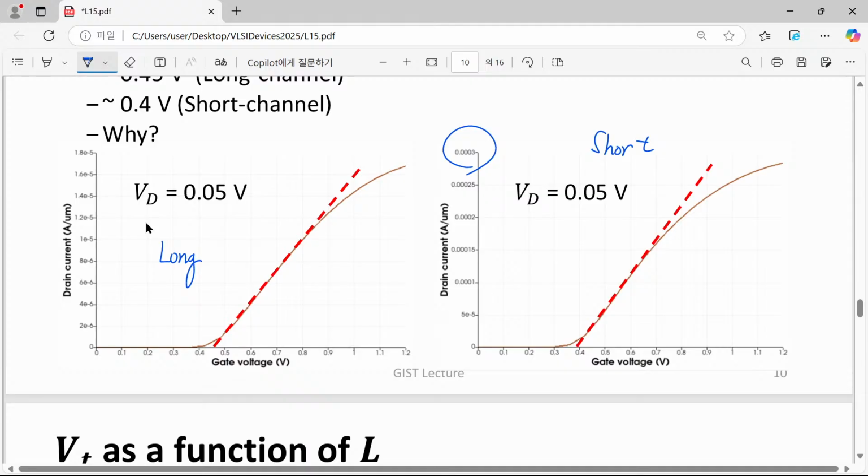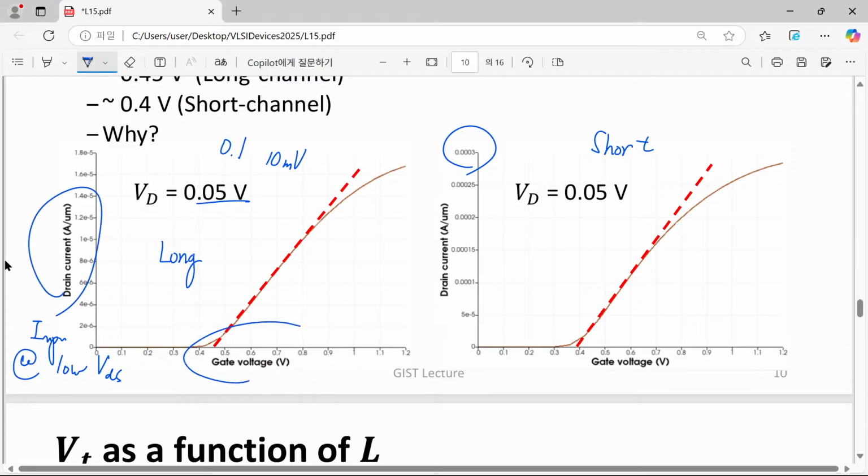One way to estimate the threshold voltage is just to draw these input characteristics at low VDS value. How low is it? This is 50 millivolt. Yes, this is good. 0.1 V is also okay. Or sometimes people use 10 millivolt. Yes, it's also okay. Anyway, please use a low VDS value and draw your ID as a function of your gate voltage.